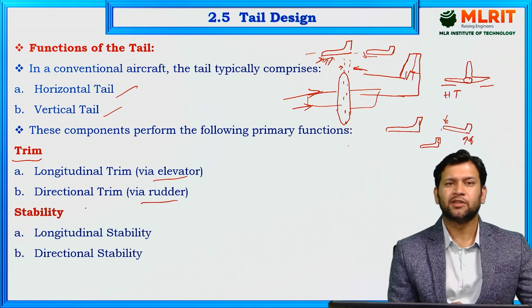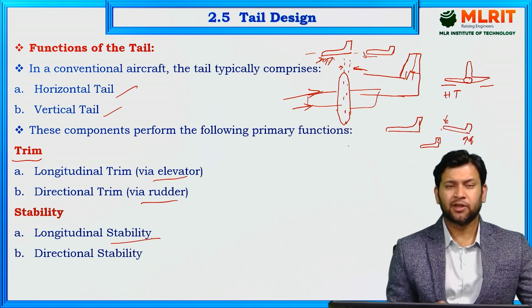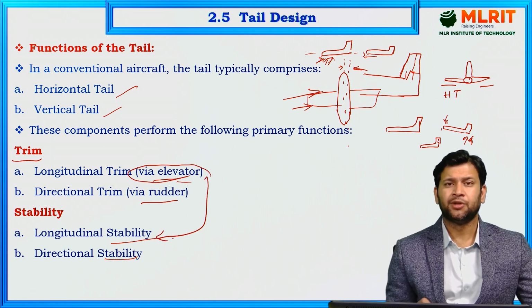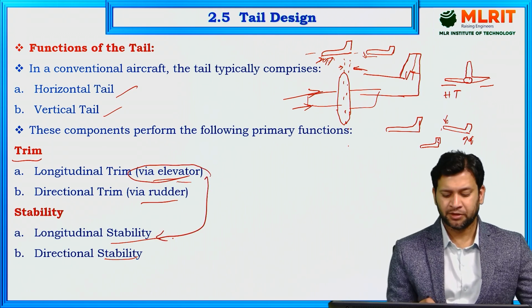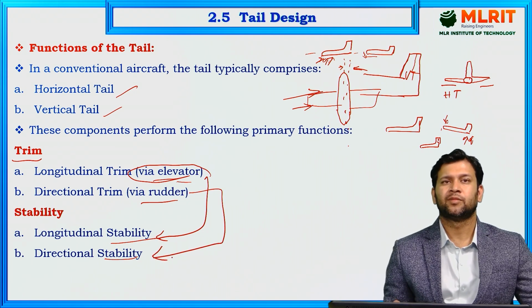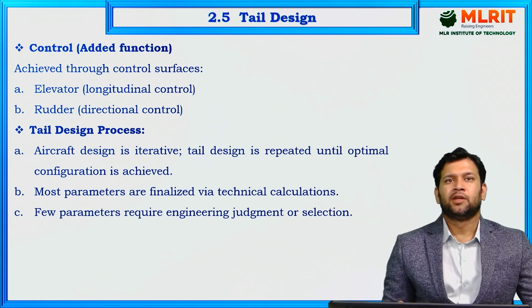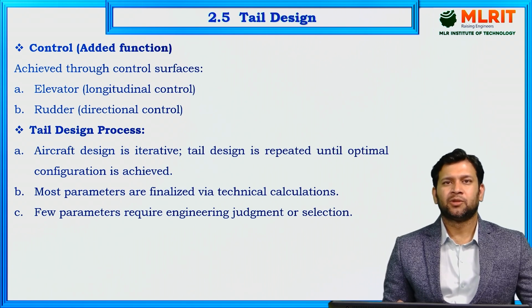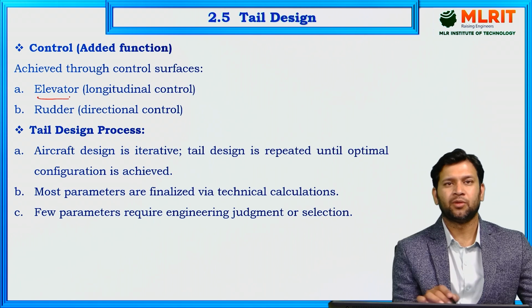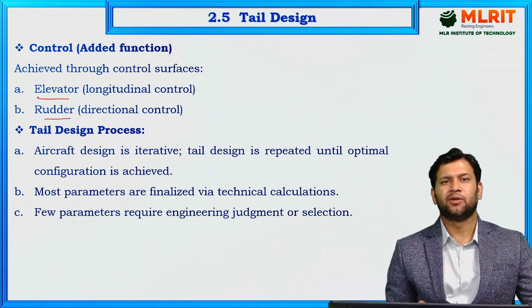Once we attain this stability, we call it longitudinal stability and directional stability. The stability which is due to elevator is called longitudinal stability, and the stability which is obtained via rudder, we call it directional stability. These stabilities are achieved through control surfaces: elevator, longitudinal control, rudder, directional control.